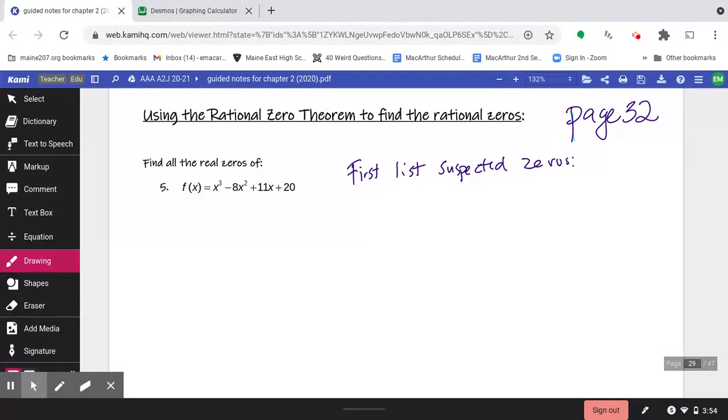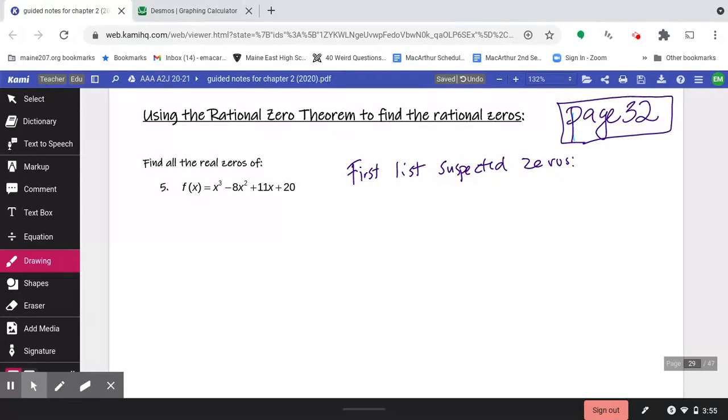And as you might notice, I have my paper here. It says page 32. Mine is slightly different than yours. For instance, I'm starting question number 5. It says find all real zeros of blankety blank. And then yours says first list the possible rational zeros. But what we're going to do, I want you to change that. First, we're going to list the suspected zeros. And then we're going to prove that they are zeros.